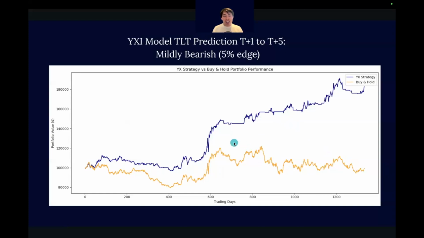And overall, our hit rate has a 5% edge to buy and hold. So if you are buying and holding TLT on any random 5 days, you will do worse. Your chance of being correct, as in making money on those 5 days, is 5% lower than my model strategy. It doesn't sound like a lot. It doesn't sound like 100%, 70%, whatever, but actually it is a significant edge that compounds over time.